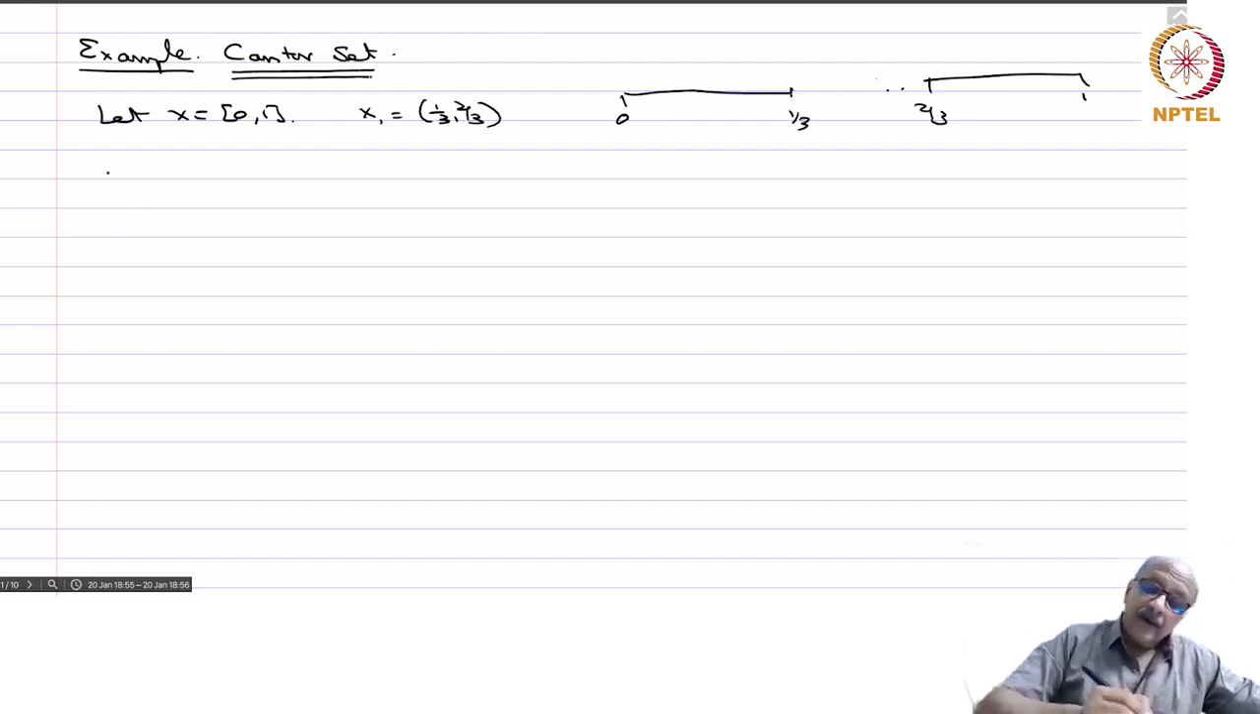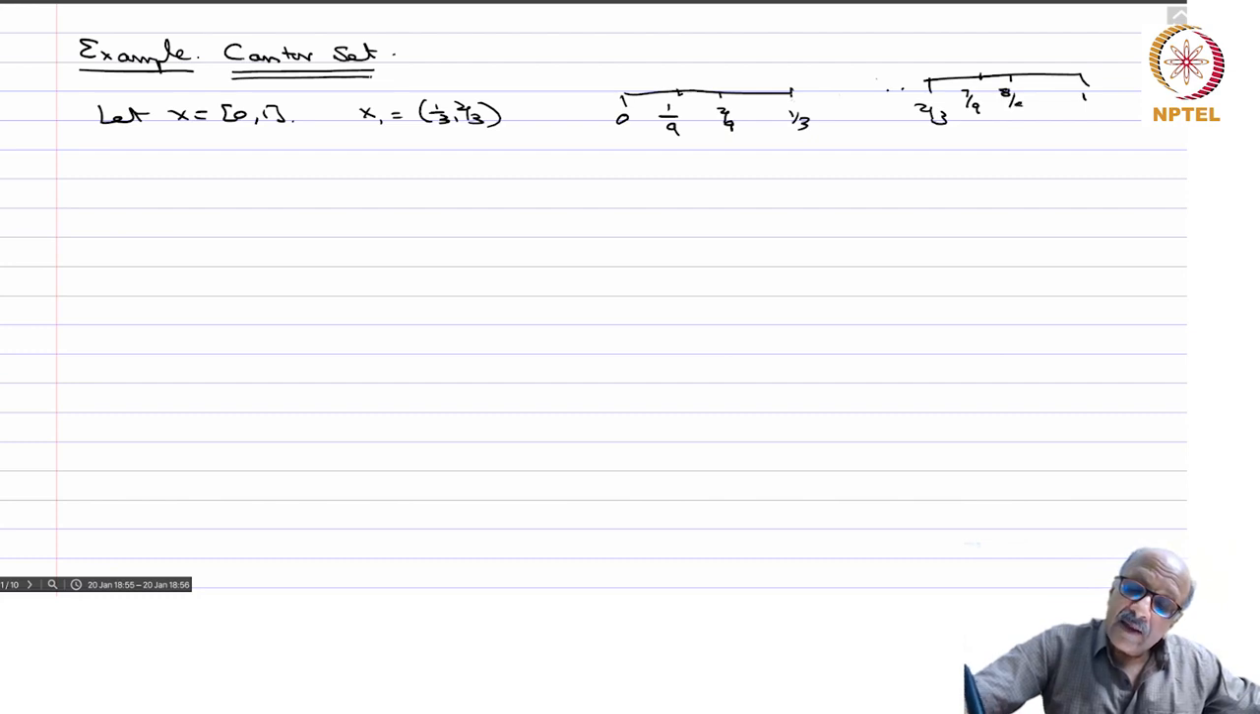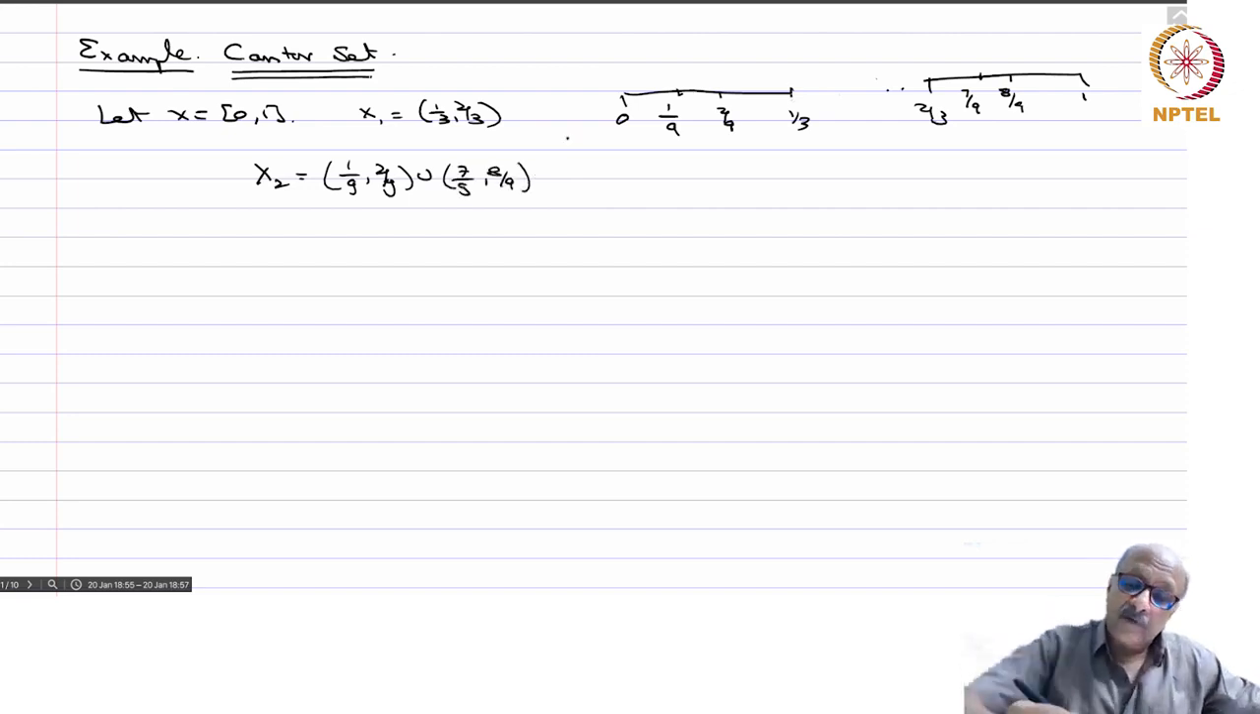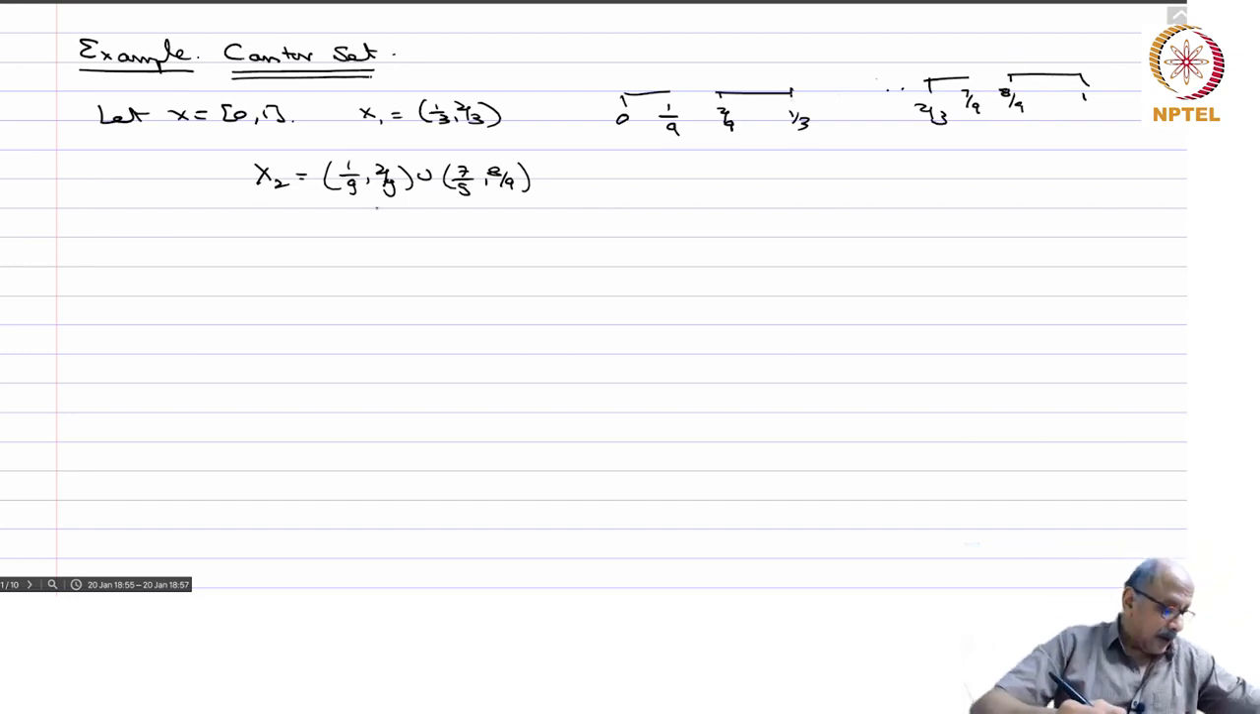Now I take each of the remaining intervals and divide each one of them into 3 parts, and then this becomes 1/9, this is 2/9, and then this is 7/9, 8/9, and then I write x2 is the middle of that. So it's (1/9, 2/9) union (7/9, 8/9). These are all disjoint open intervals, and then I remove those also.